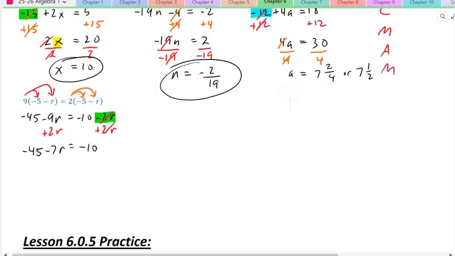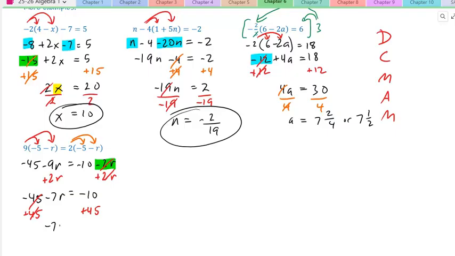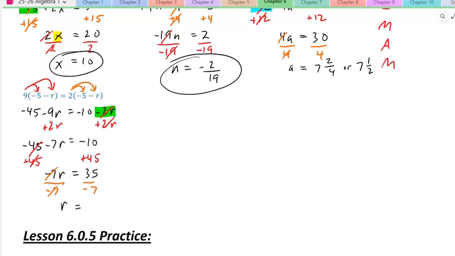Okay, and now my next step is to undo the addition or subtraction. So I am going to add 45 to both sides. And so I have negative 7r over here because those 45s cancel out. Negative 10 plus 45 is 35. And then now the last step is I'm going to undo the multiplication by dividing by the coefficient. Negative 7 leaves me with r equaling 35 divided by negative 7, which is negative 5. So r equals negative 5.